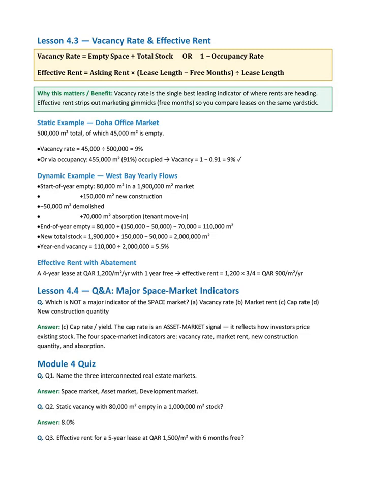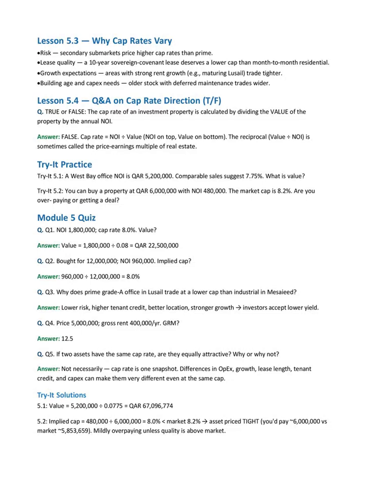Then Lesson 4.4 covers major space market indicators: vacancy rate, market rent, new construction, absorption rate. Module 4 quiz follows. This page is Lesson 5.3, Why cap rates vary across markets. Cap rate equals NOI divided by value, but it's also driven by risk, growth expectations, and interest rates. A try it practice asks you to compute the cap rate given specific NOI and value.